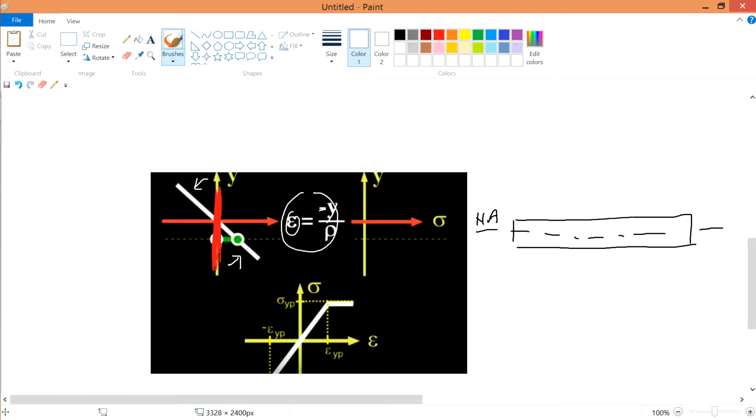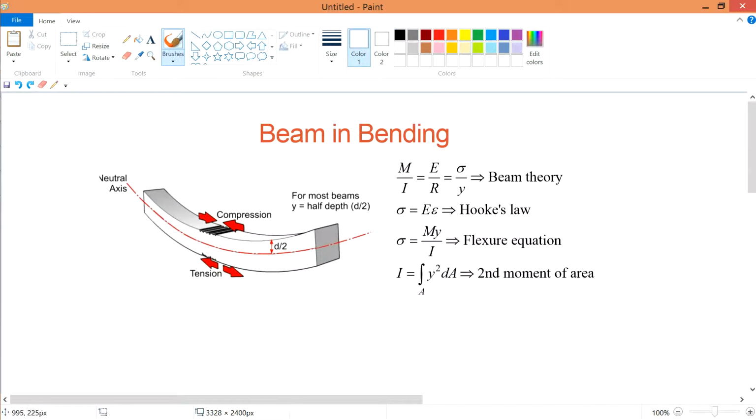which is the distance from the neutral axis, divided by your radius. When you bend, you have a certain radius. So this rho over here is your radius of curvature. Still the same thing, nearly there, somewhere there.